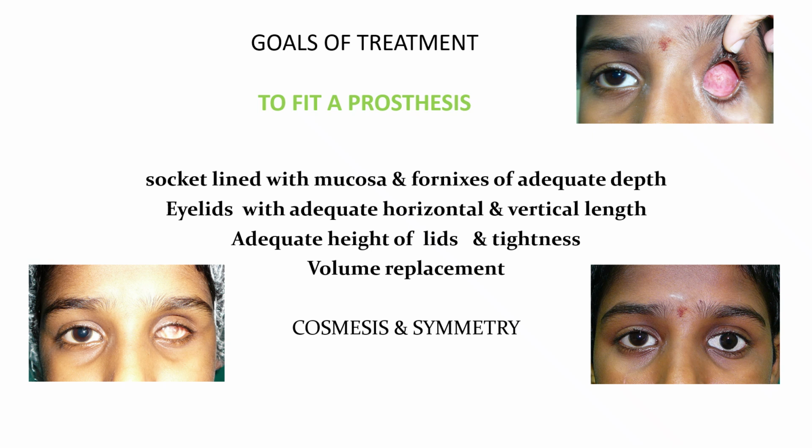What are the goals of treatment? To fit a prosthesis is the main goal. Socket lined with mucosa and fornix of adequate depth, eyelids with adequate horizontal and vertical length, adequate height of lids and tightness, volume replacement, cosmesis and symmetry.